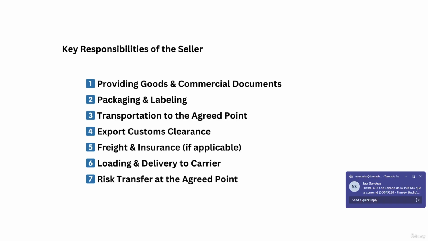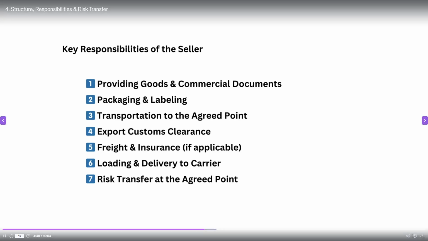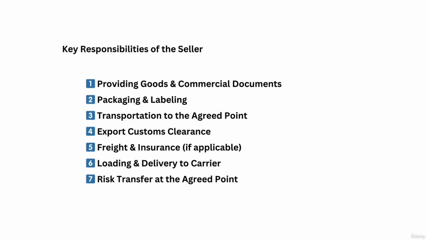In some cases, the seller is also responsible for freight and insurance costs. For example, under terms like CFR, Cost and Freight, or CIF, Cost, Insurance and Freight, the seller must arrange transportation to the buyer's port, while CIP, Carriage and Insurance Paid To, requires the seller to provide insurance as well. In terms like FOB, Free on Board, the seller must also load the goods onto the buyer's nominated vessel, ensuring they are safely transferred at the port of departure.